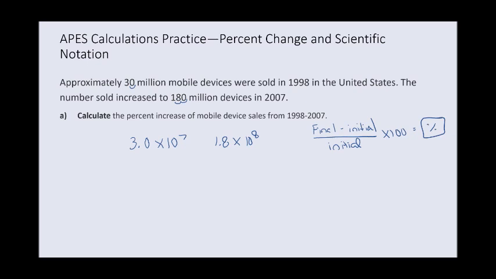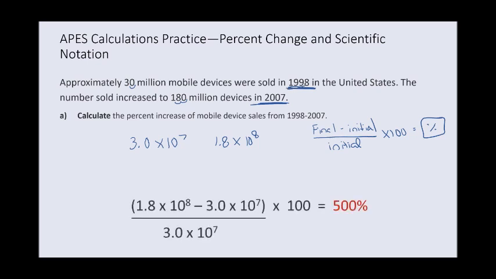So what is my final number? My final number is that happened in 2007, and my initial is that happened in 1998. So let's see how you would set this up.